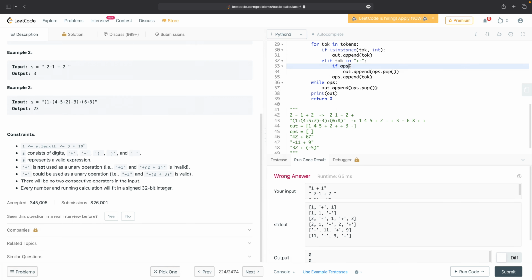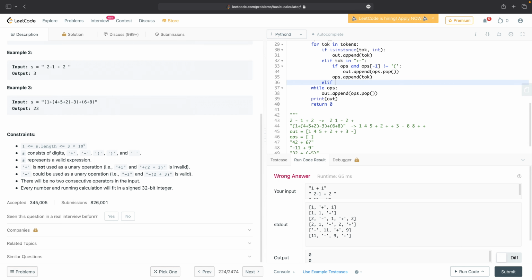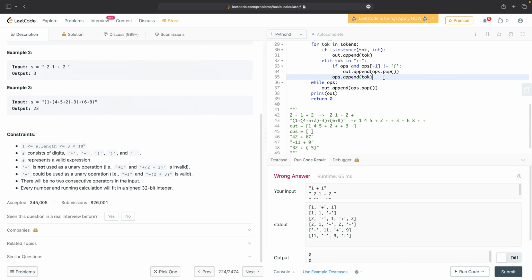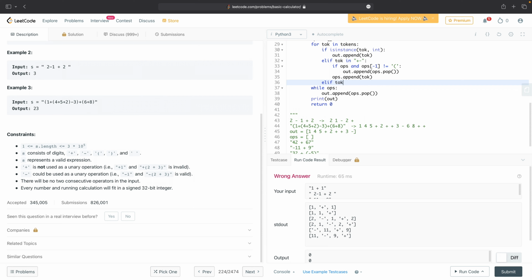If ops and ops[-1] does not equal an open parenthesis. I think that's a trick we need to do here. And then it's elif toc is the open paren. Oops. For some reason that kills my undo. Elif toc is equal to open parenthesis.